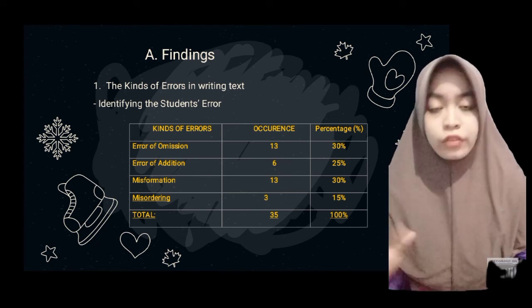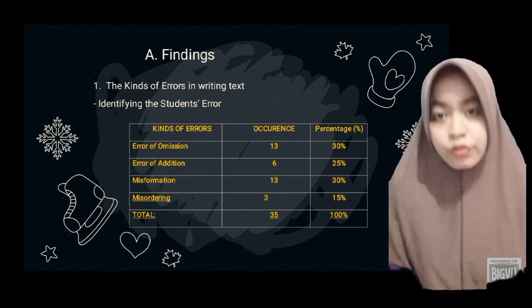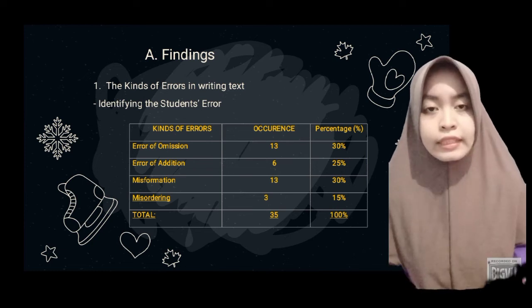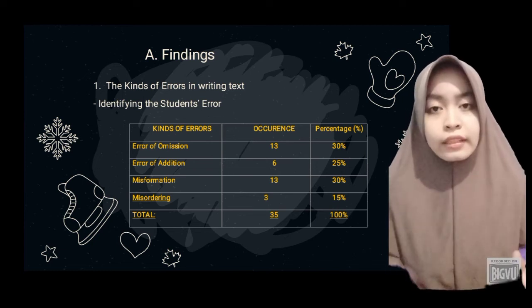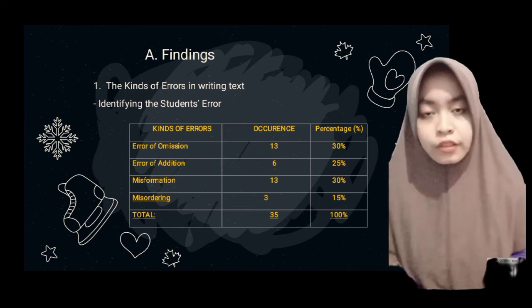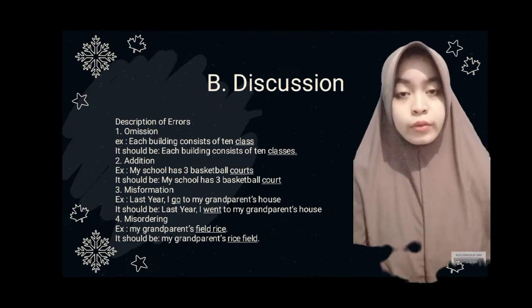From the table that you can see, we can conclude that there are 13 errors of omission category, and then 6 errors of addition category, 13 misformation category, and then 3 misordering category made by the students in writing text. Finally, we will talk about the discussion.